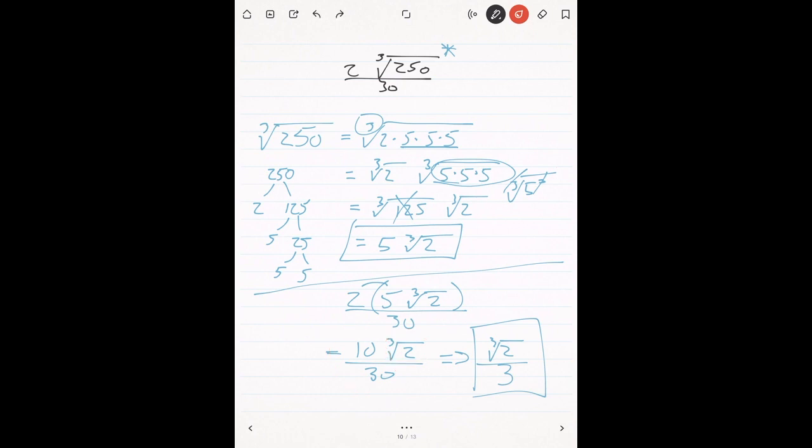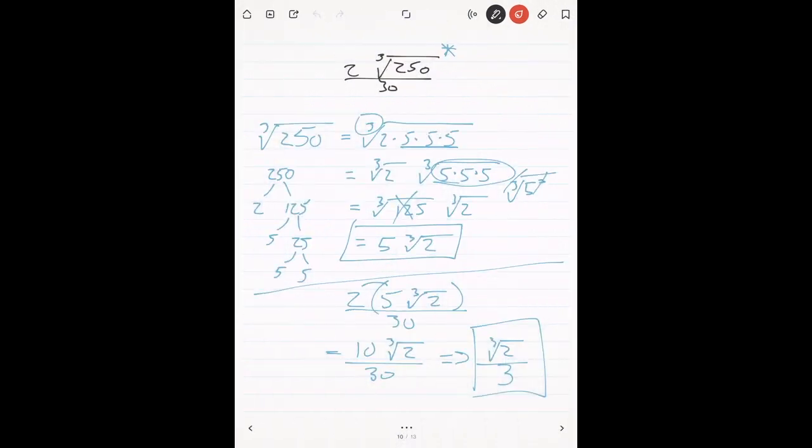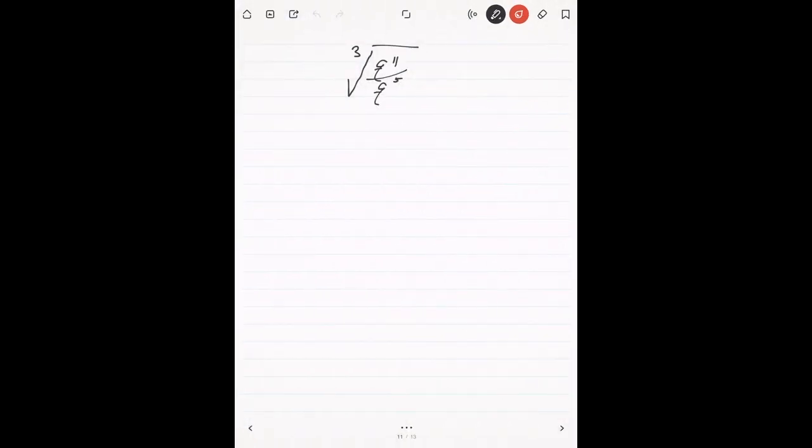Similar to before, in our previous problem, things on the inside of the radical combine together, while things on the outside of the radical combine together. So that's an important idea to understand. Things on the outside combine together, while things on the inside combine together.